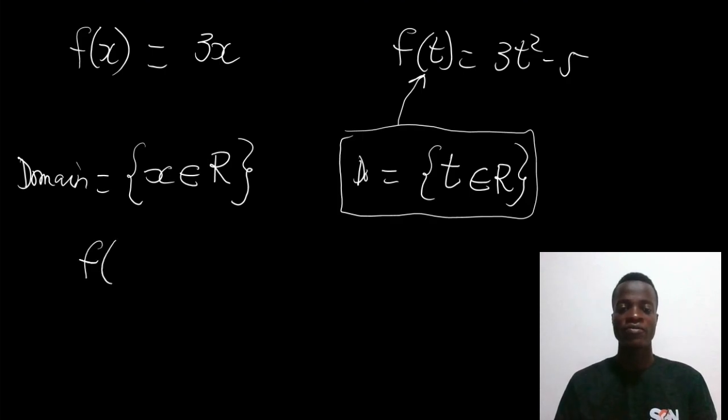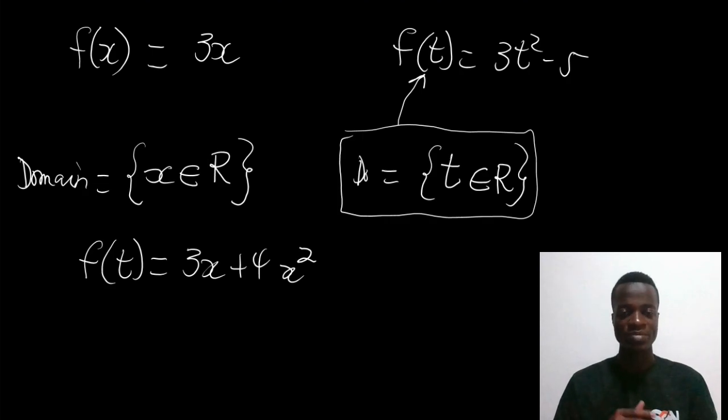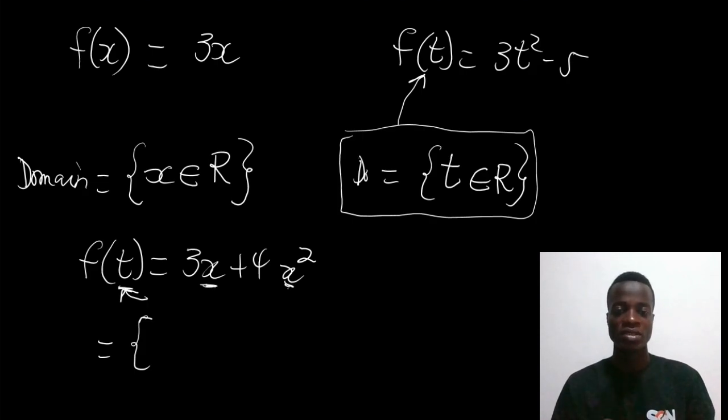Okay, let me increase this a bit. I have 3x plus 4 x squared. For this particular function, we are asked to find the domain. There's no division sign, there's no square root. But then what is the input variable? We have the x here, but in this particular function we have to identify the input variable. The input variable is t, not x. So x here is not the input, it is basically a constant. We have to focus on the input variable. t is a member of all real numbers.